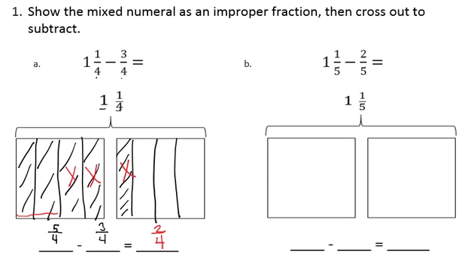Let's look at another example. Here I have 1 1/5 minus 2/5. Again, looking at the fraction portion, I need to decompose my first number in order to subtract 2/5. So I'll show that decomposition on the fraction model. I'll start with my 1 whole. I'll break this model into fifths. This one I'm going to do horizontally, so I'll break it into 5 pieces.